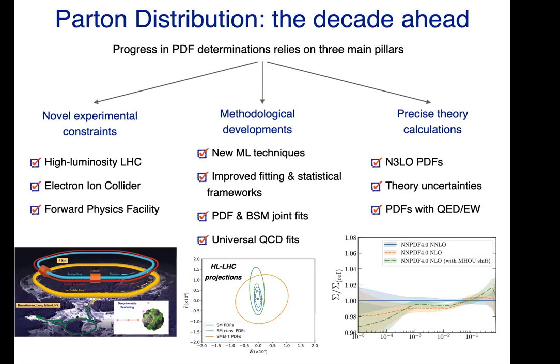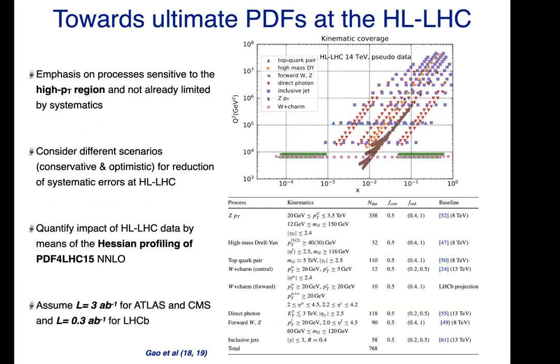But also we need better theory. So we need PDFs that go to N3LO. We need PDFs which systematically account for theory errors, and we need PDFs with QED and with electroweak corrections. So data: what can we expect from the PDFs, say, in 20 years from now?